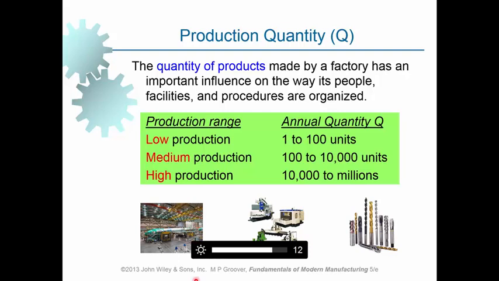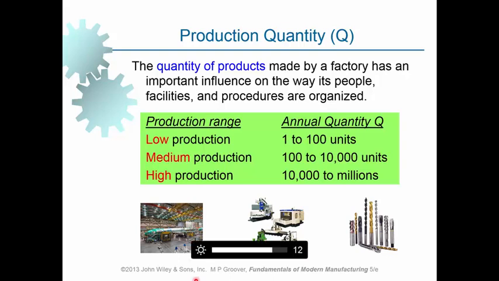Well, depending on the production range and annual quantity, we can divide manufacturing plants or manufacturing volume into three different categories, and those include low production. In low production, the quantity of the parts produced are between 1 to 100 units per year.